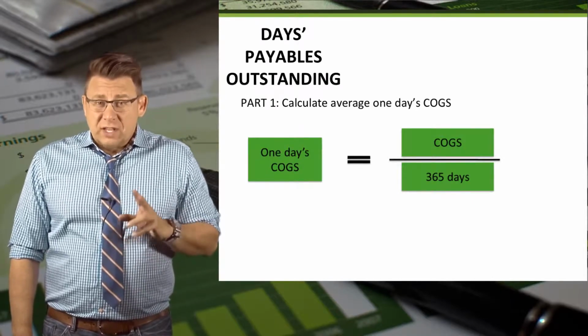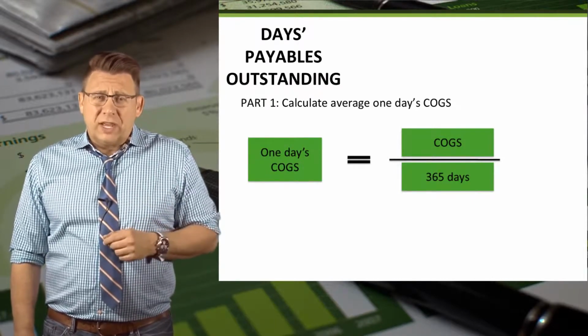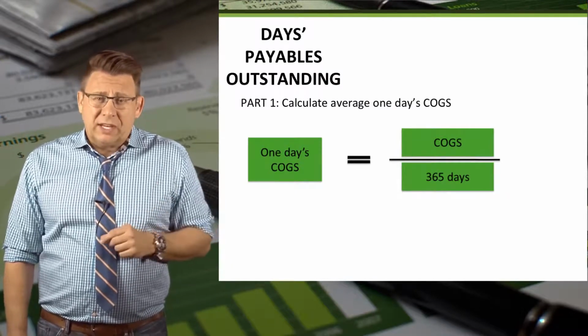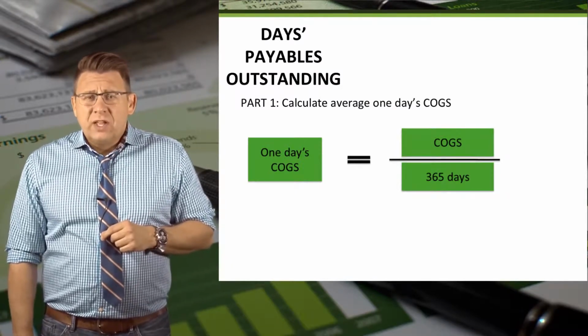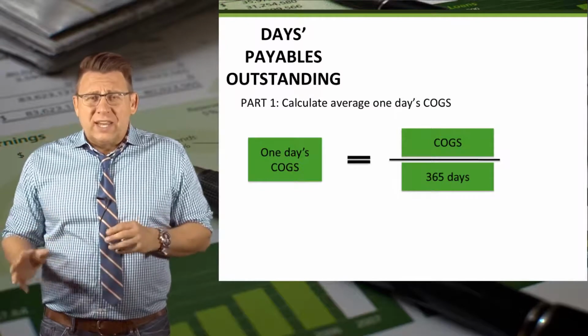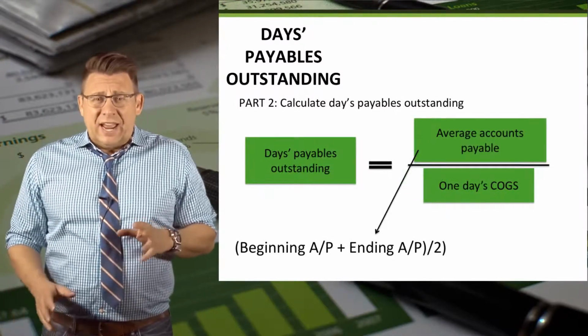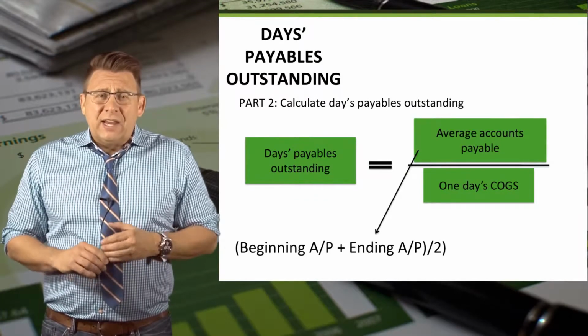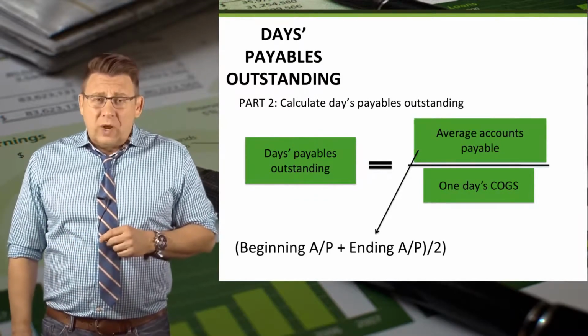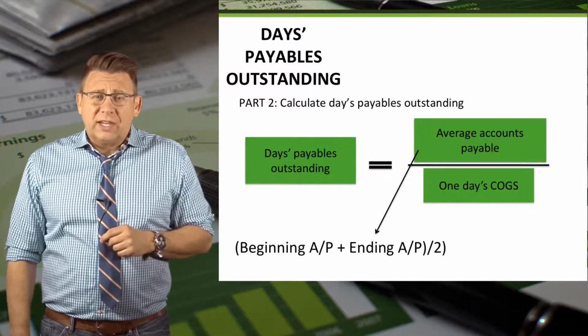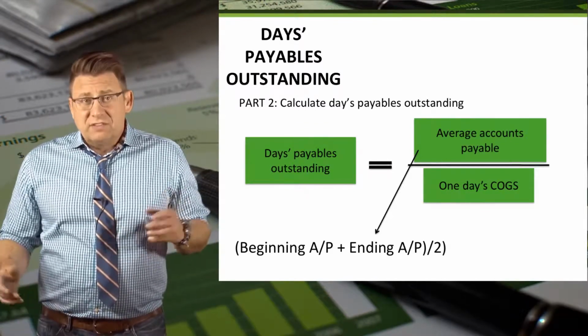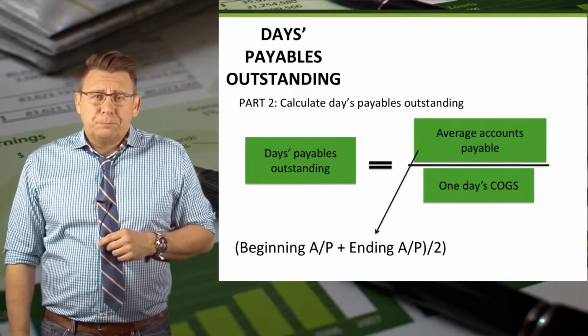The first part is cost of goods sold divided by 365 days if you're calculating this using annual data. This gives us the average 1 day's cost of goods sold. The second part is taking average accounts payable and dividing it by the average 1 day's cost of goods sold calculated in part 1. This gives us the days payable outstanding.